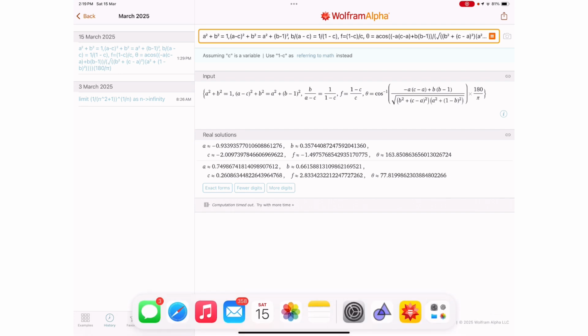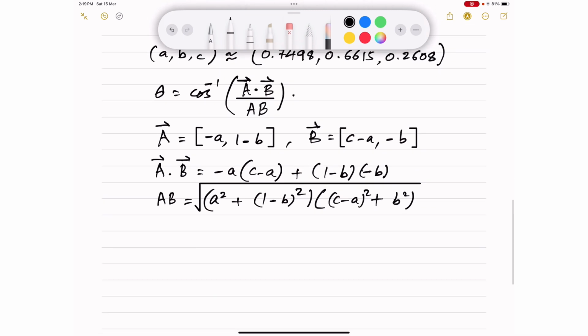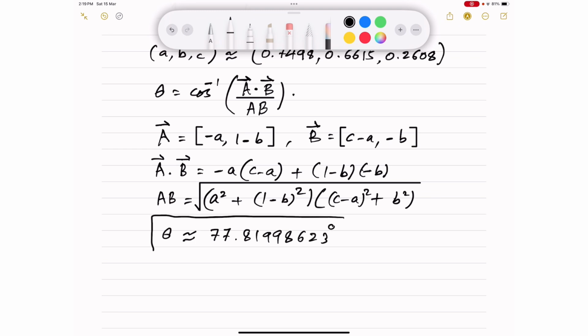Okay, so let me write that down, and then I'll provide a way to verify if this is true or not. So theta is simply approximately equal to 77.819986323623. Of course, we can write better accuracy by providing more decimal digits to the right of the decimal point, but this is enough. I'll highlight this, because this is basically the final answer.